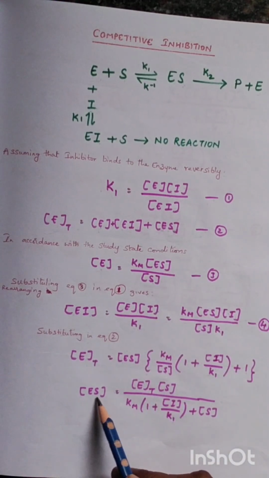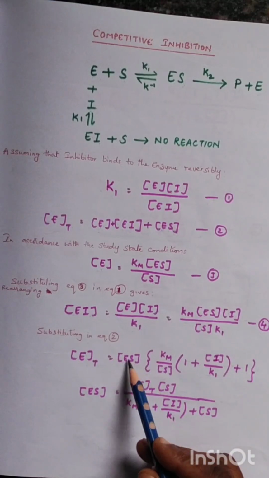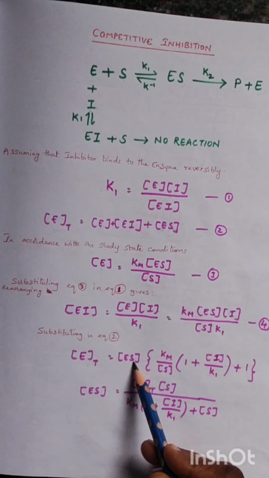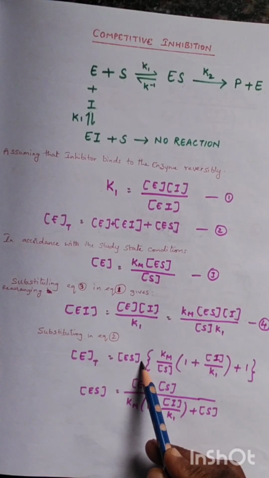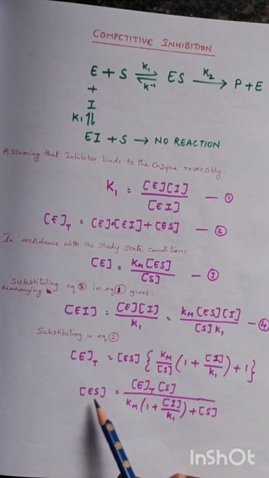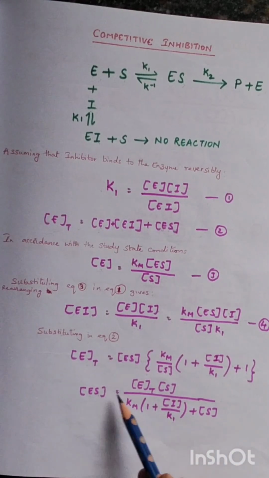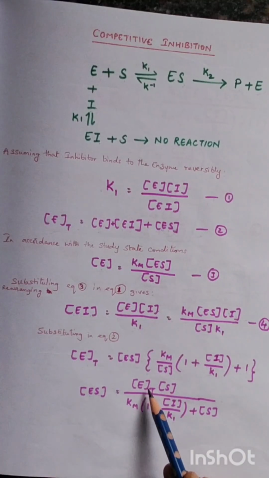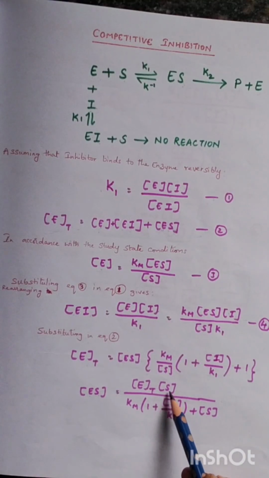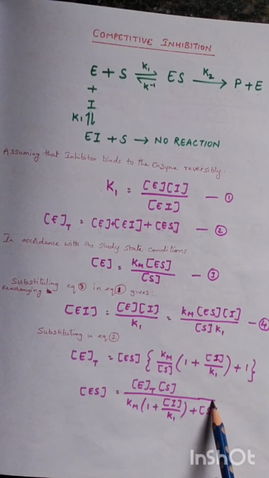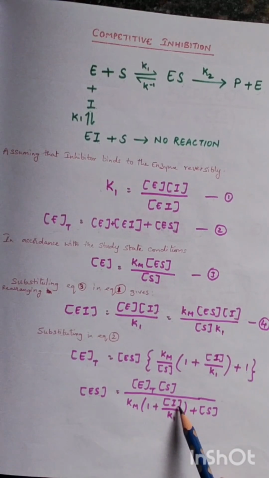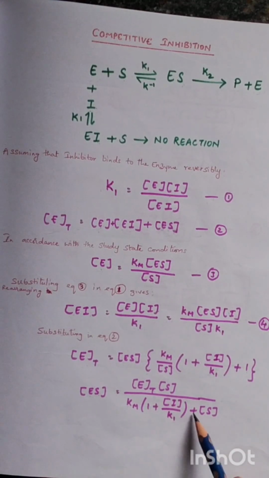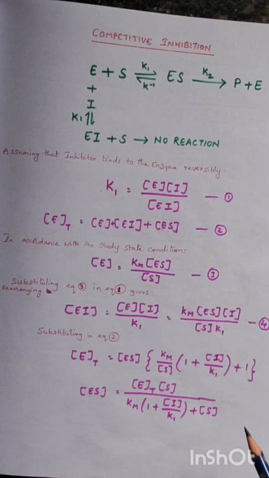Then the concentration of ES is equal to, if we take ES here and the concentration of total enzyme here, we get the concentration of ES complex is equal to the concentration of total enzyme into the concentration of S, whole divided by Km into 1 plus the concentration of I by K1, plus the concentration of S.